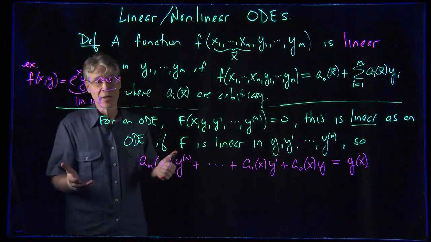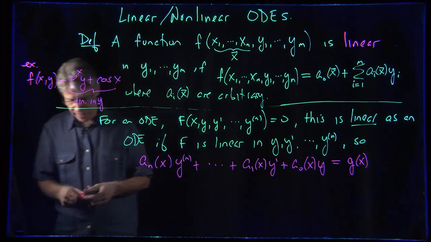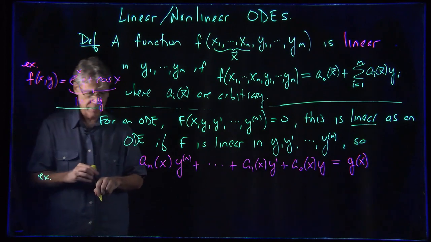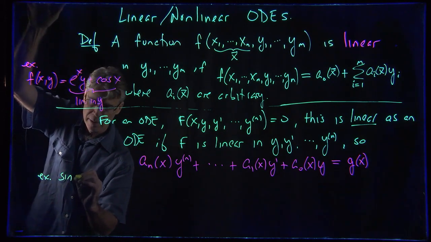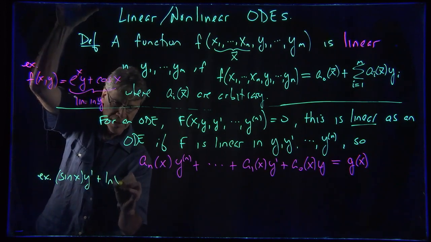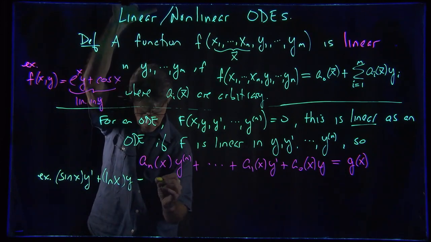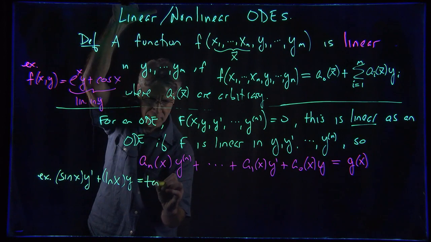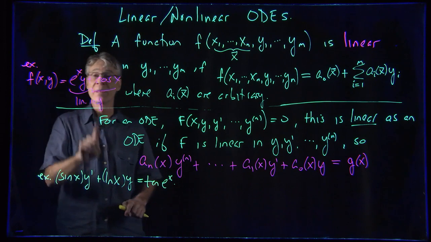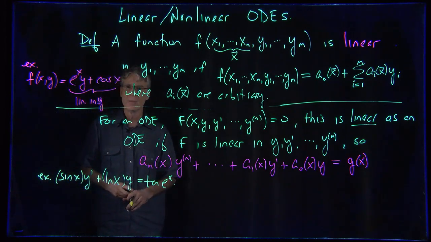And if it's not linear, it's nonlinear. Okay. So here's some examples. Here's the first example. Sine x y prime plus the natural log of x, y equals e to the x equals tangent of e to the x. I won't ask you to solve this differential equation, but it is linear, and you can actually. It would take some effort, but we could do it.